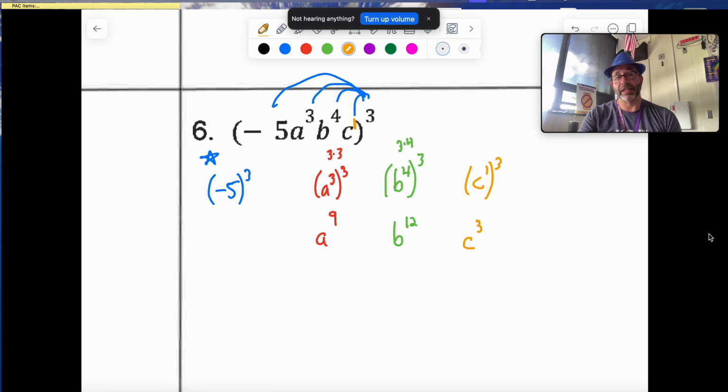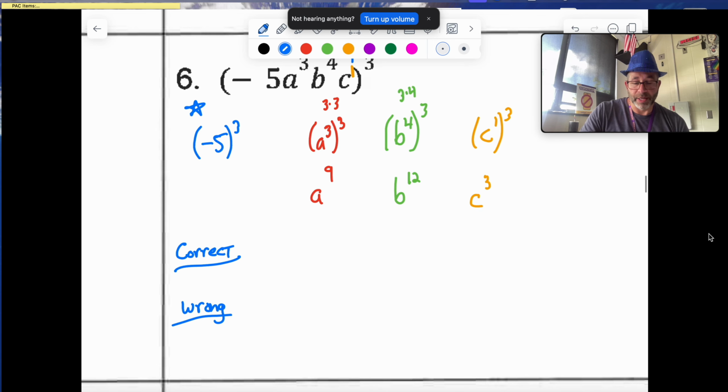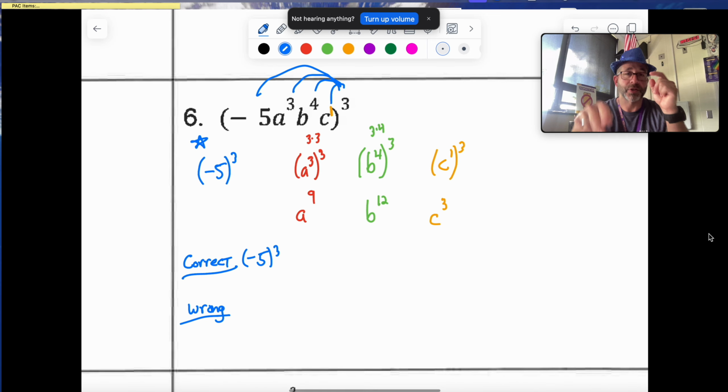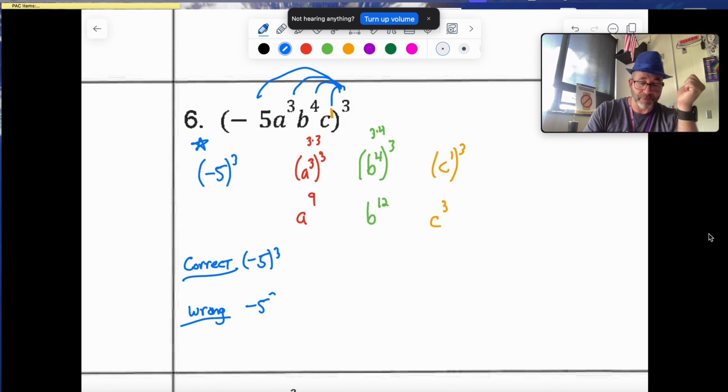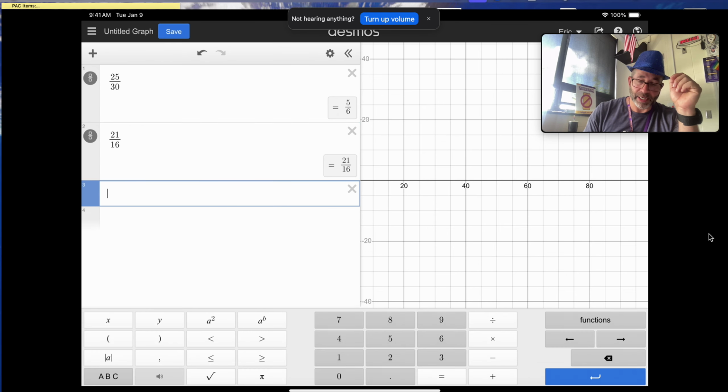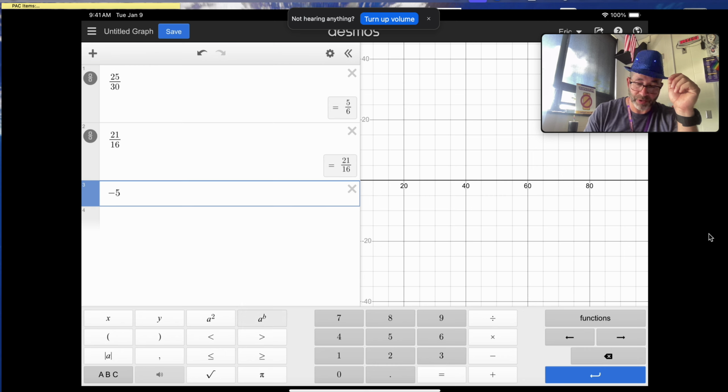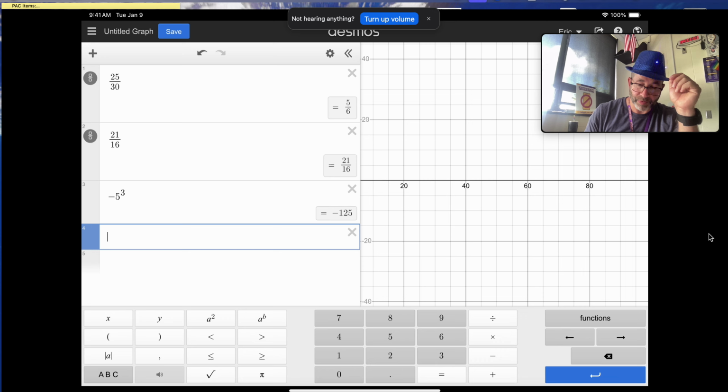Now I want to talk about this -5 to the third power. There's 2 ways that people generally write these things in the calculator, okay? There's a correct way, and then there's the wrong way. The correct way is doing (-5) to the third power. Because it's in the parentheses when we look at this, you have to keep it in the parentheses when we put it in the calculator. What people do is they put it as -5 to the third. Now I'm going to show you why this is different. Okay, we've got -5 raised to the third, and then we've got parentheses -5 raised to the third.